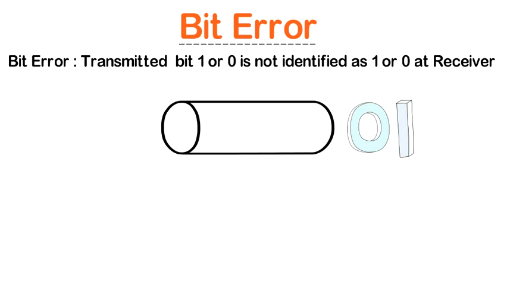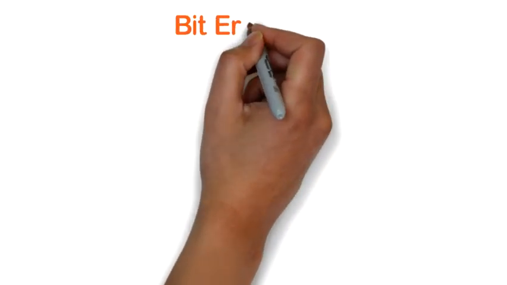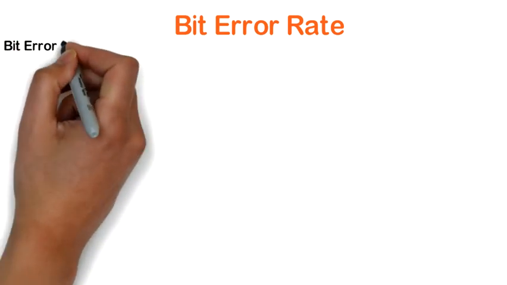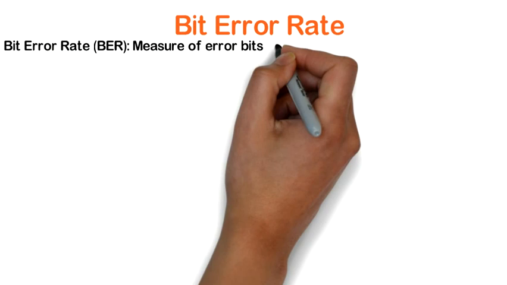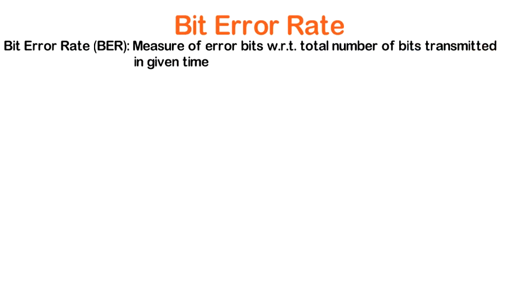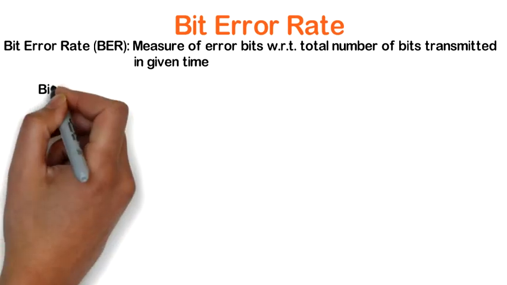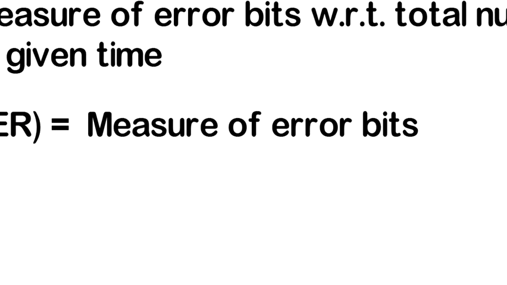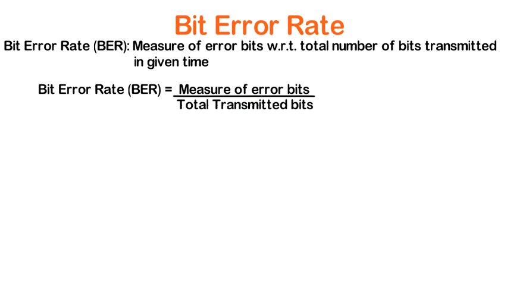Next transmission unit is bit error rate. The term rate indicates here with respect to a given time. Bit error rate is a measure of error bits with respect to total number of bits transmitted in a given time. For example, if we consider a duration of 1 second and calculate how many bits are transmitted in 1 second, then this value is said to be bit error rate.